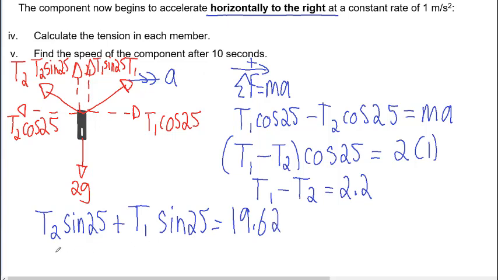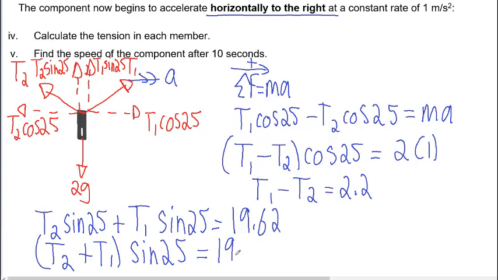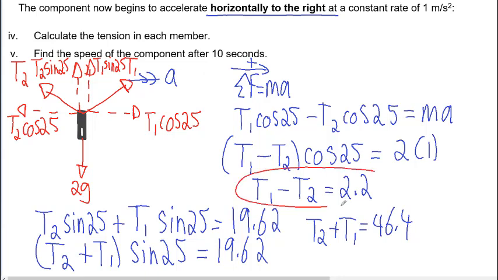Now again, you can take sine 25 as a common factor. T1 plus T2 multiplied by sine 25 is equal to 19.62. Divide both sides by sine 25 and that gives you the second equation, which is 46.4. So we get T2 plus T1 equals 46.4. We now have two equations and two unknowns. So all we do is go ahead and solve them simultaneously.